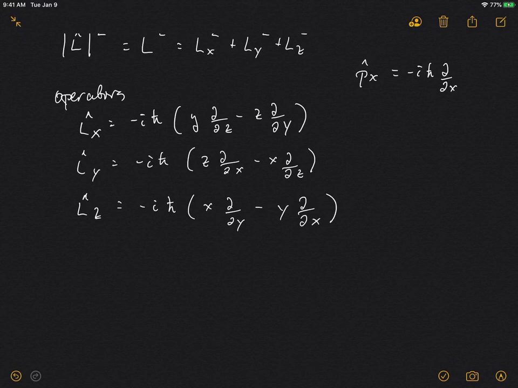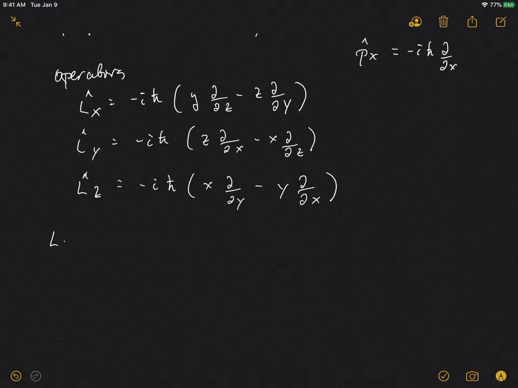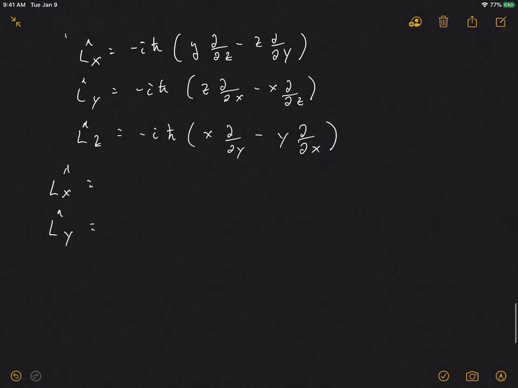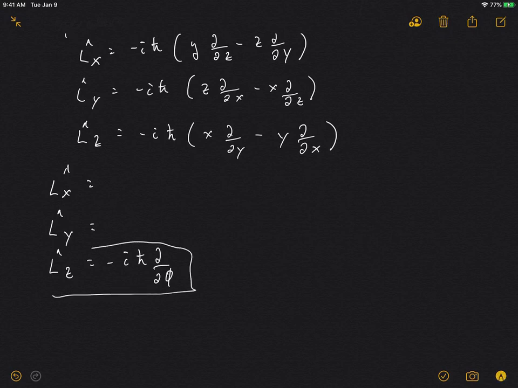And we get, some of them are kind of complicated. Lx is pretty complicated, Ly is pretty complicated. I might write them shortly. One of them ends up being very simple. Lz equals minus i h bar d/d phi. So that's nice and simple. And we end up using this one quite a bit, our Lz operator.